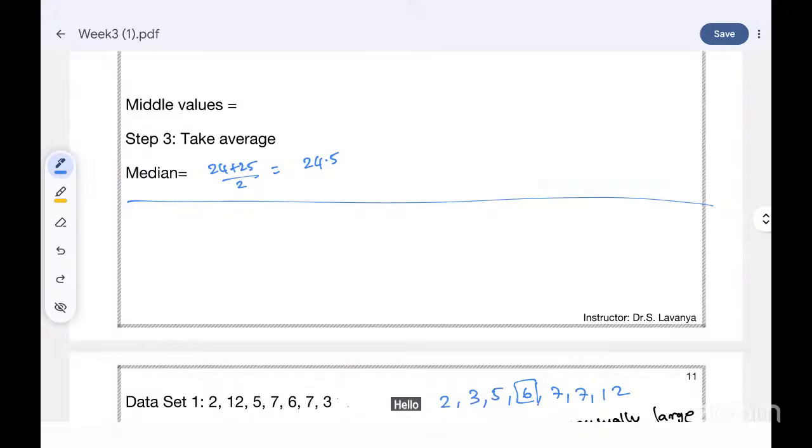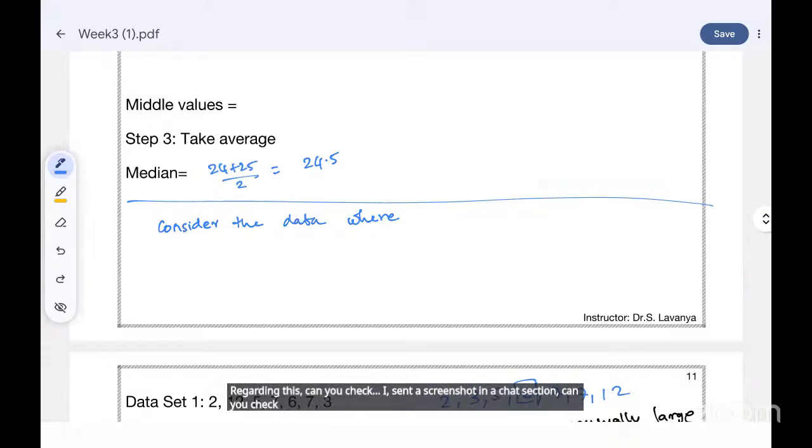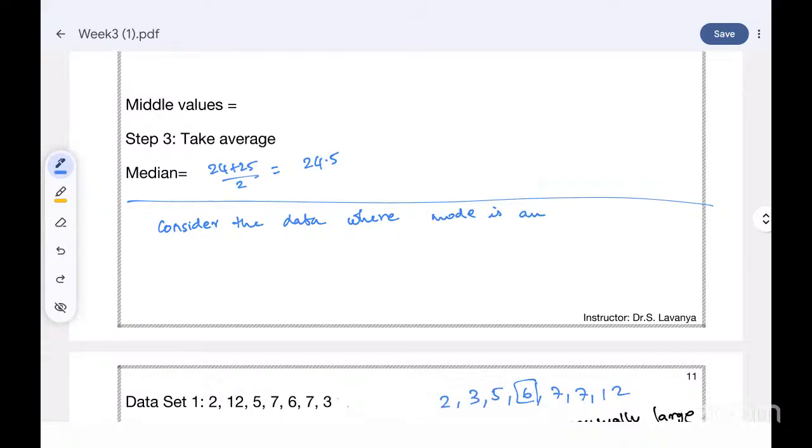Hello, ma'am. Yes, can I complete what I'm going to say? Regarding this, can you check? I sent a screenshot in the chat section. Can you check it? Just a minute, I will check after completing writing this.